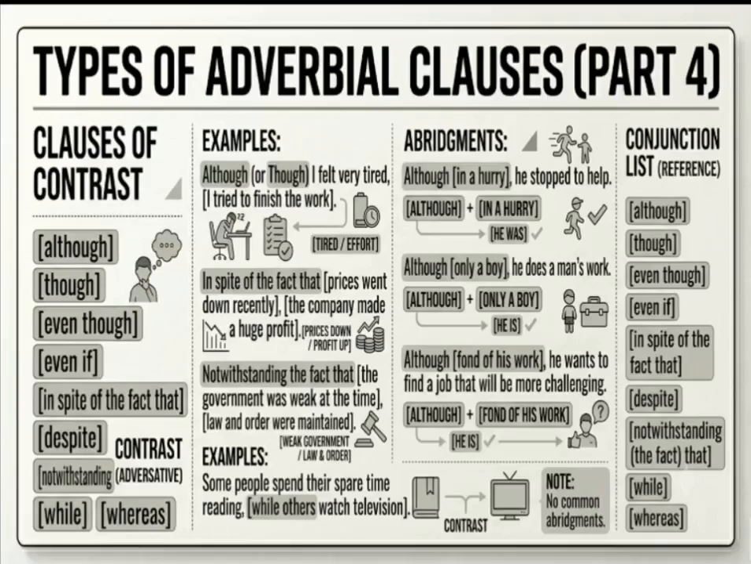Clauses of contrast, sometimes called adversative clauses. These are the tools you use when you want to throw a plot twist into your sentence. They show that the action in your main clause happened despite whatever was going on in the dependent clause. Our go-to words here are although, though, and even though.